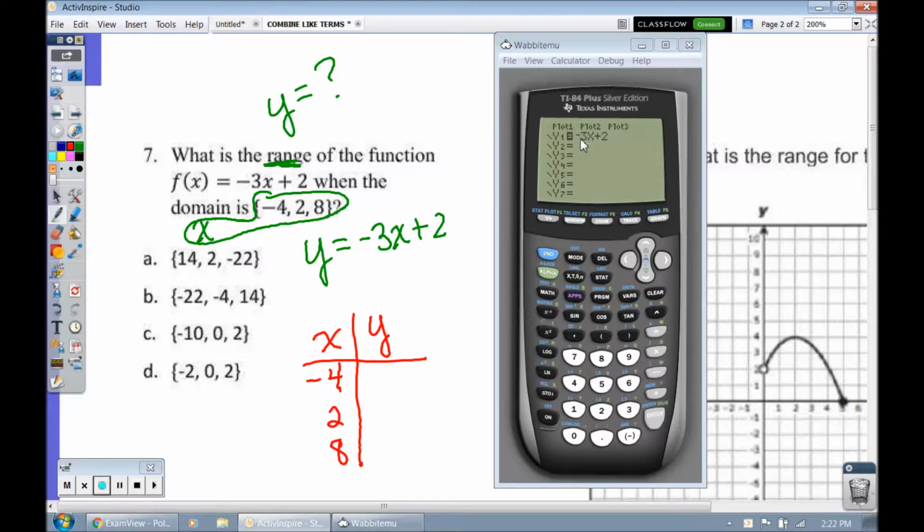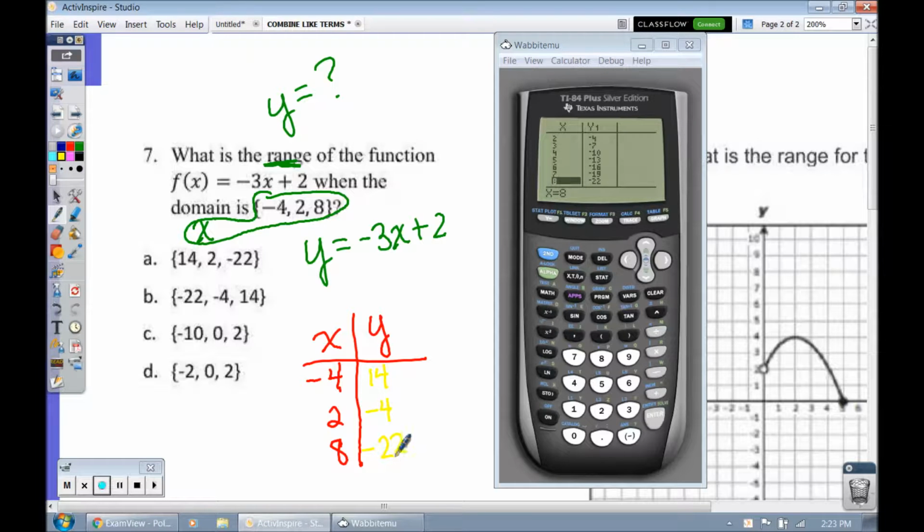So let's type this equation in the calculator. Negative 3x plus 2, so we're in y equals. We type it in. We're going to go to our table, second table. So let's see if we can find negative 4 on the x. So when x is negative 4, the output, or the y value, is 14. So let's try 2 for x. So when x is 2, the output, or the y value, is negative 4. Now let's scroll down to 8. And it's negative 22.